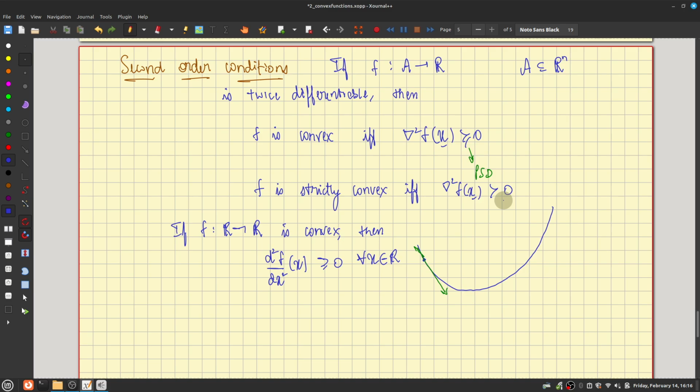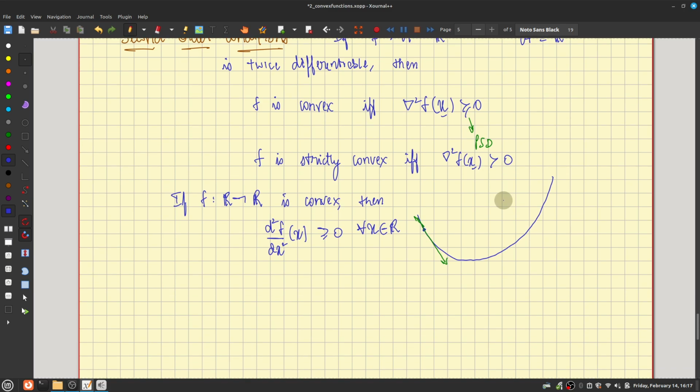There are other conditions that you can give. For example, there's this notion of diagonal dominance and so on. But let's not get into that. But in general, non-negativity of the entries does not imply positive semi-definiteness. Any other questions?